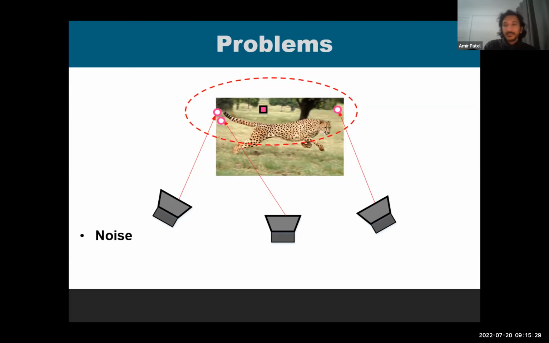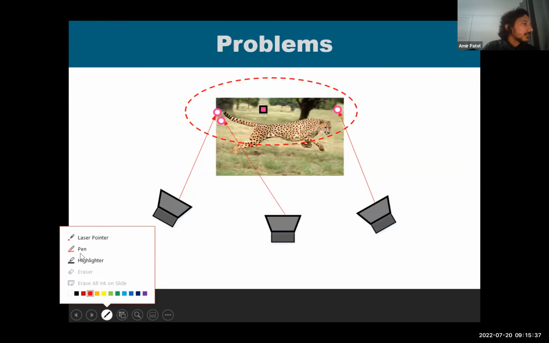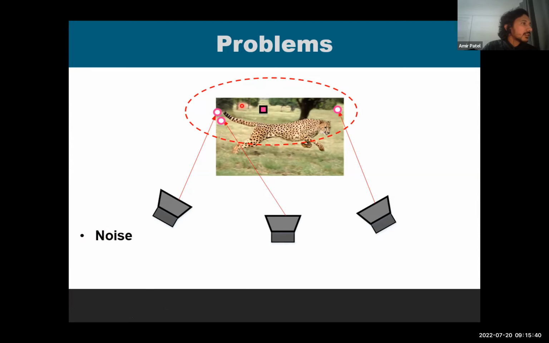So obviously things kind of fall apart when you have noise, right? So let's say, for example, camera 2 can't actually see, I don't know if you guys can see my laser pointer, but camera 2 may be putting it slightly off the tail. There could be outliers. So maybe camera 1 picks up a leaf on the tree and says that's the tip of the tail.